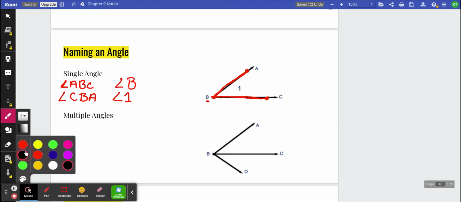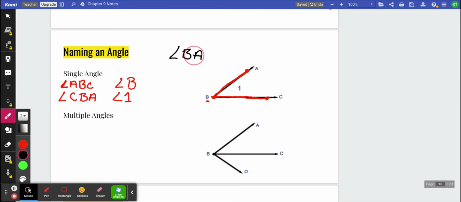Now, some names that I cannot use. I could not say BAC. Because if I were to draw that, let me use a different color, I'm going to use green. If I went B, A, C, you can see this is talking about that angle. It's not referring to this one right here. So we can't do that. The vertex has to be in the middle when we're using 3 points.